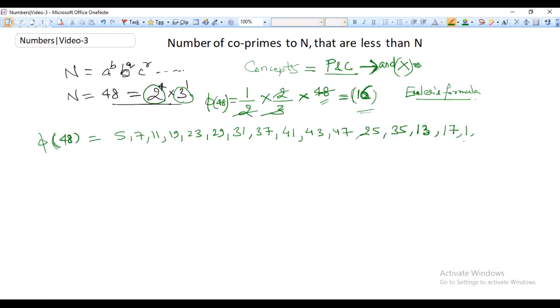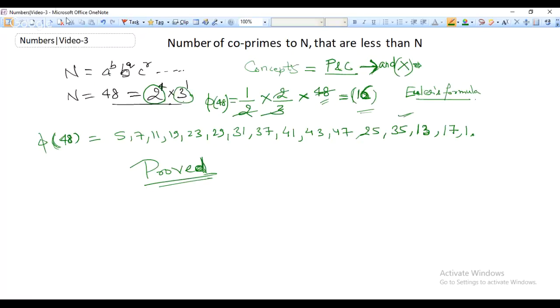And 1 will also be included here. Right? So we are having 16 numbers as the co-primes, and we thus prove the number of co-primes can be found out by this formula, right?